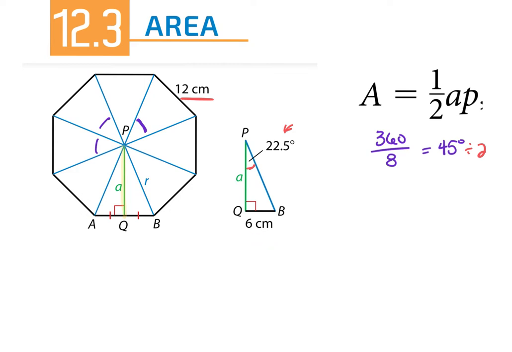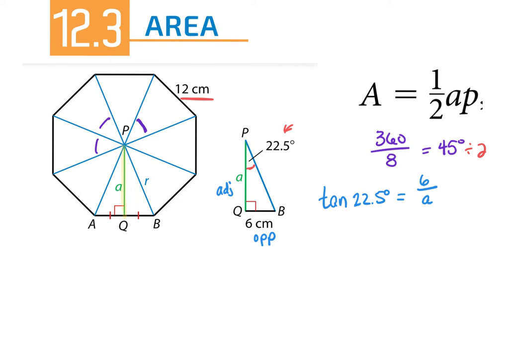I am going to take this angle, and I'm going to label this triangle based on that angle. So the side length of 6 is going to be my opposite side. The apothem is going to be my adjacent side. And so which trig function am I going to use to figure out that side length? I'm going to say, well, the tangent of 22.5 degrees should equal my opposite side over my adjacent.